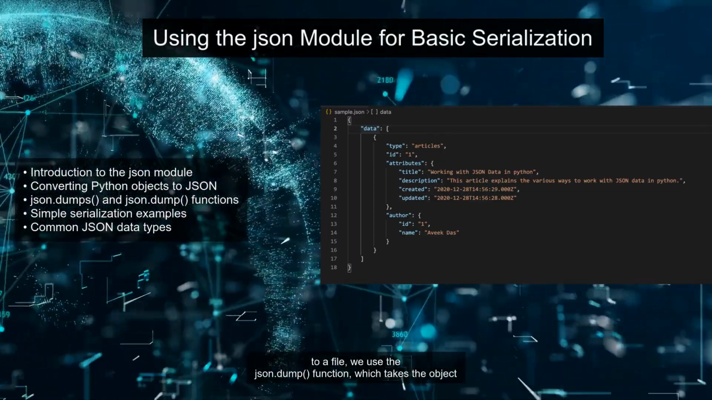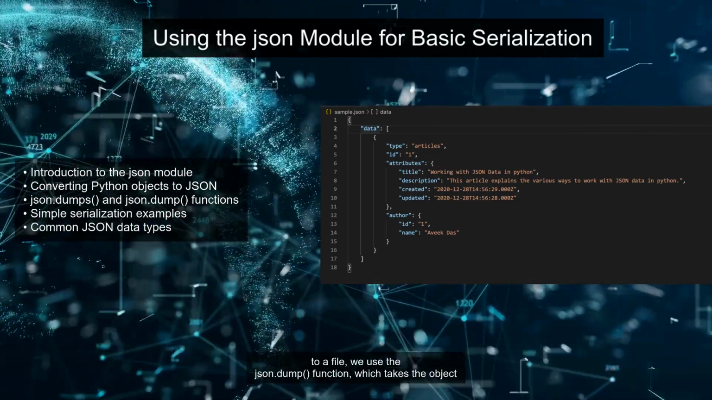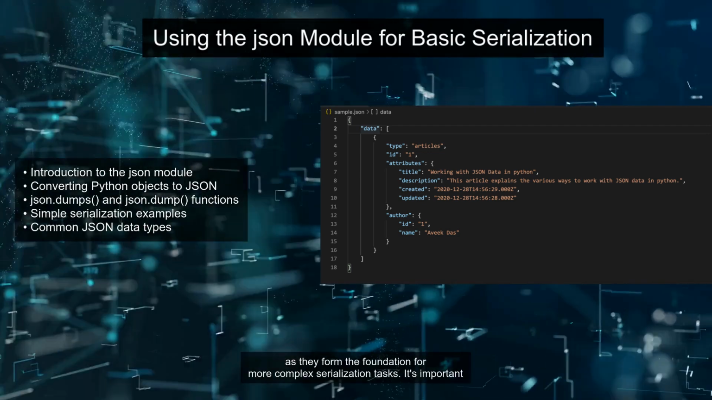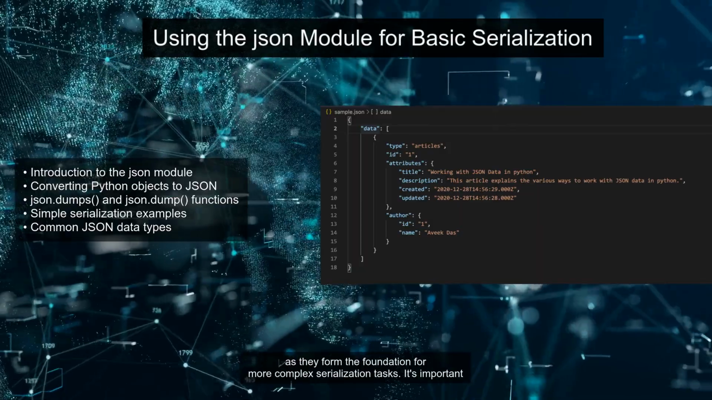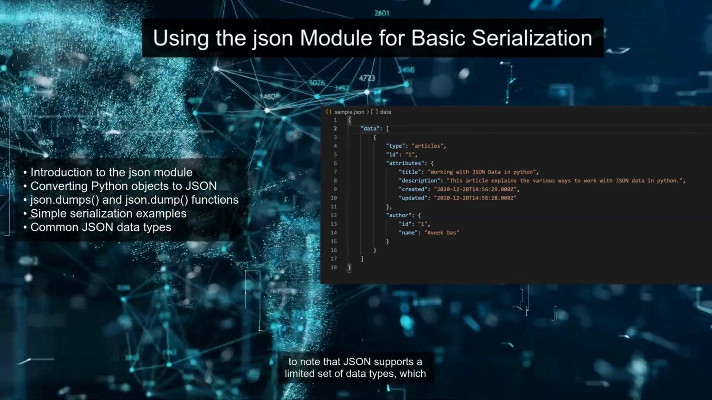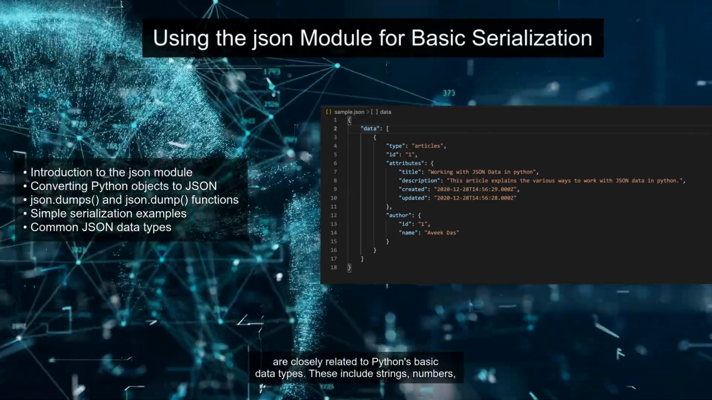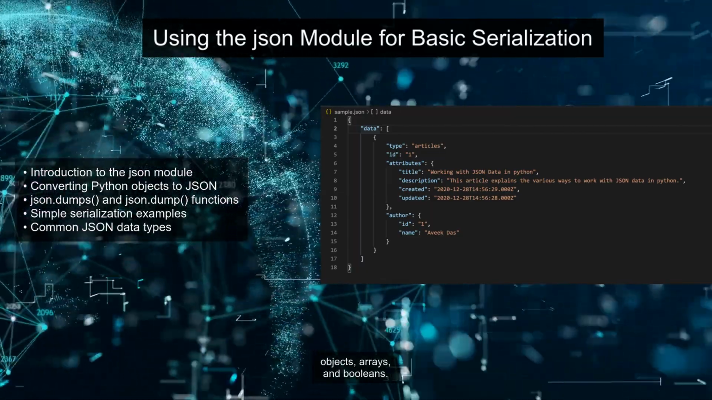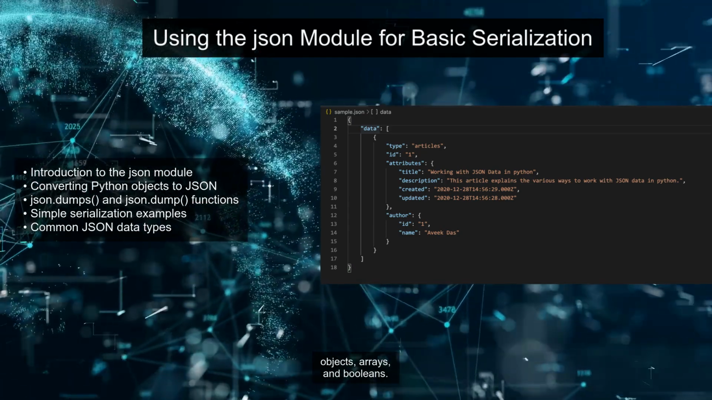Similarly, to write this JSON string to a file, we use the json.dump function, which takes the object and a file object as arguments. Understanding these basic functions is crucial, as they form the foundation for more complex serialization tasks. It's important to note that JSON supports a limited set of data types, which are closely related to Python's basic data types. These include strings, numbers, objects, arrays, and booleans.